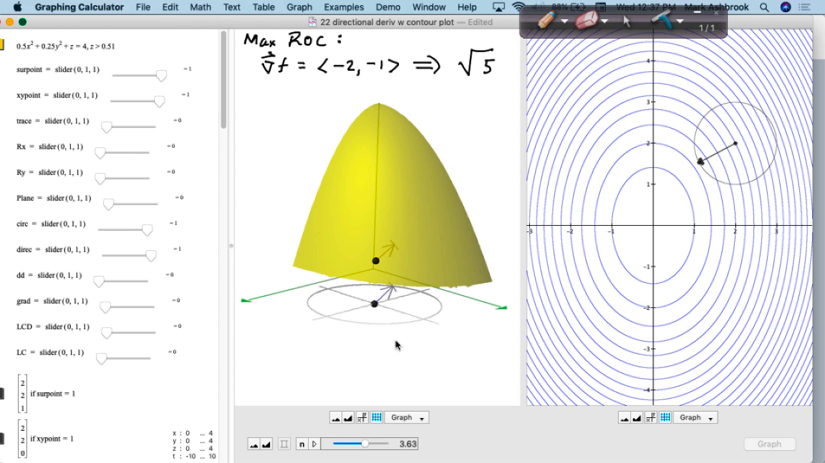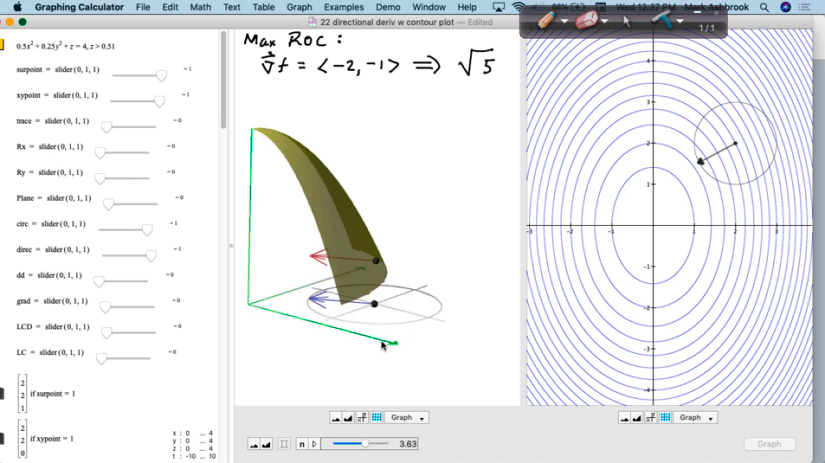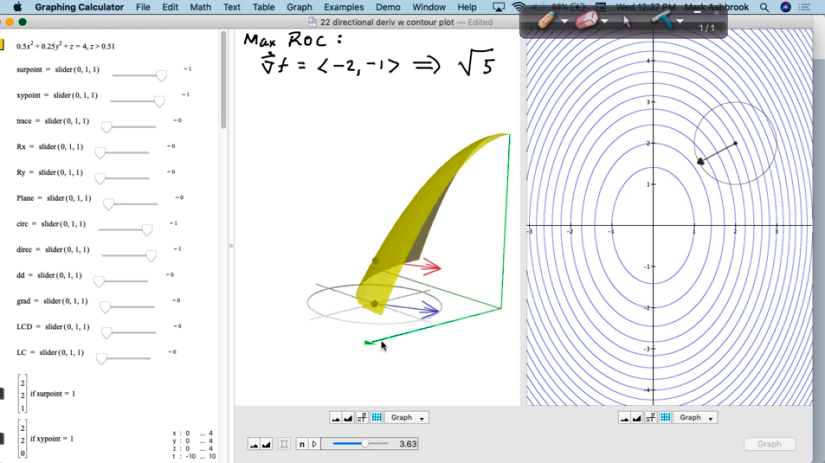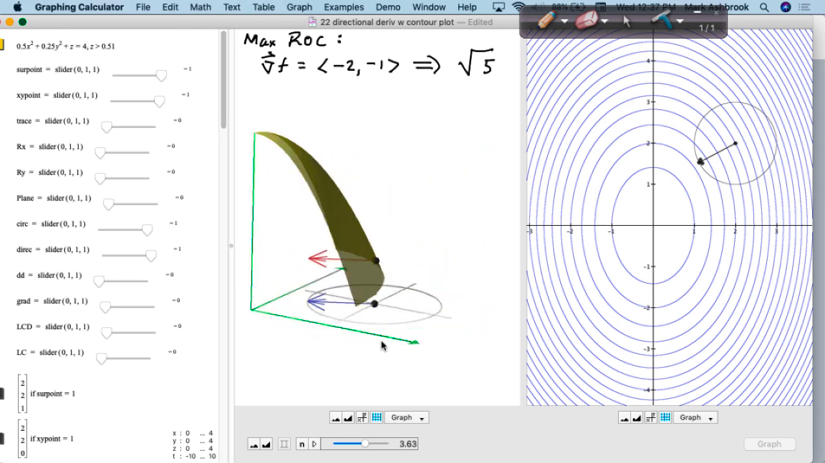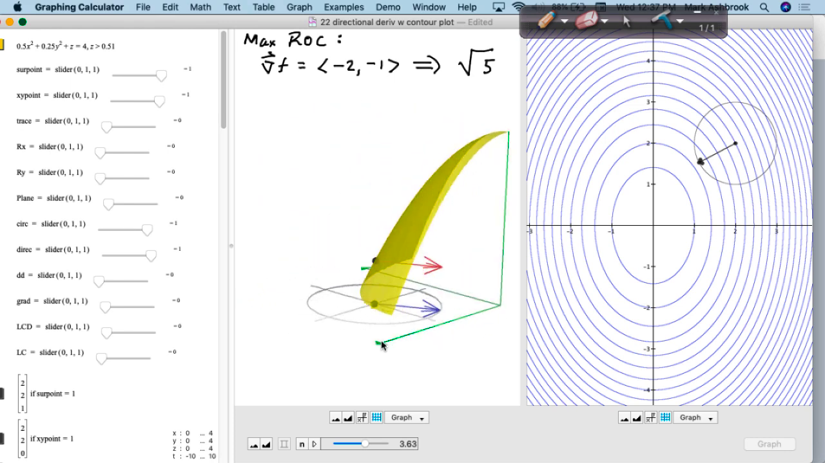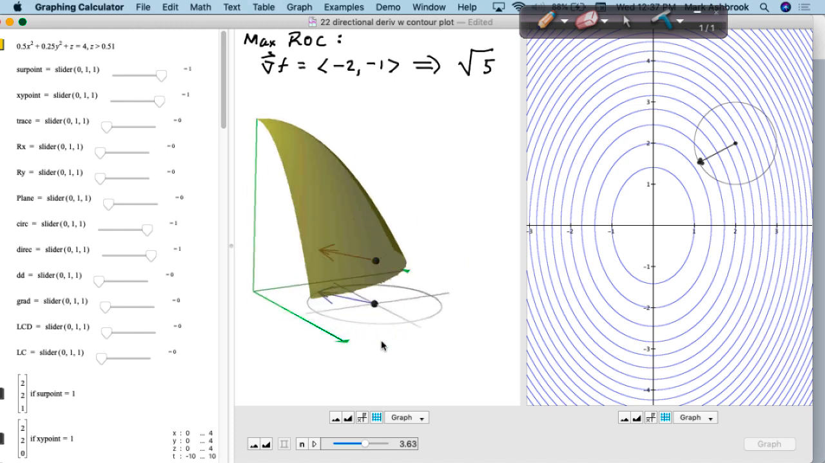So this is the gradient vector. That's the gradient vector, (-2, -1). Its magnitude, radical 5, is the rate of change of the gold surface, z, with respect to going in that direction. Now look at the contour plot. What do you notice about that direction?